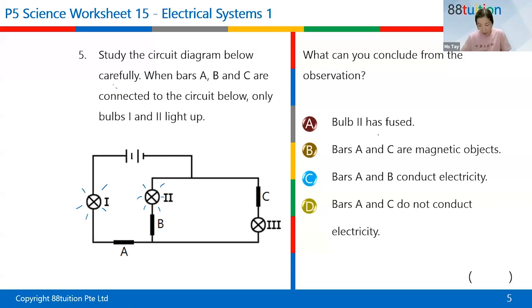Okay, is it that bulb 2 has fused? If bulb 2 has fused, can it even light up? No. Okay, so this is not true. Bars A and C are magnetic objects. Magnetic objects doesn't tell us much, isn't it? Okay, it doesn't tell us much. So A and B conduct electricity. Do you think that's correct? A and B, yes, very good. So A and B conducts electricity. So current can flow.